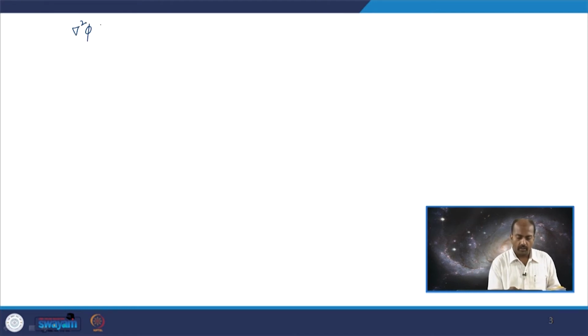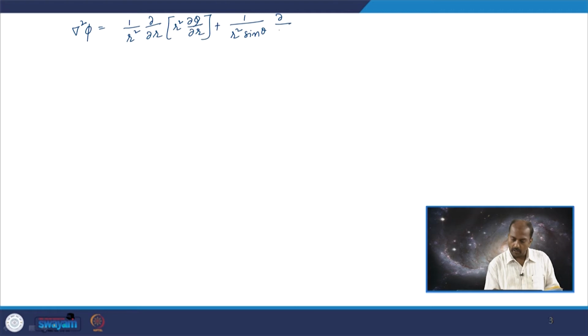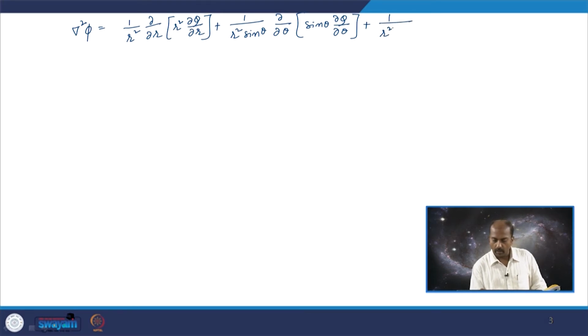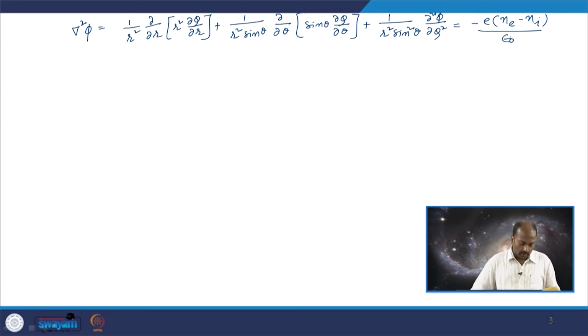So, del square phi in the spherical polar coordinates is to be written as 1 by r square dou by dou r of r square dou phi by dou r plus 1 by r square sin theta dou by dou theta of sin theta dou phi by dou theta plus 1 by r square sin square theta dou square phi by dou phi square, is equal to, again, minus E times n e minus n I divided by epsilon naught, right.